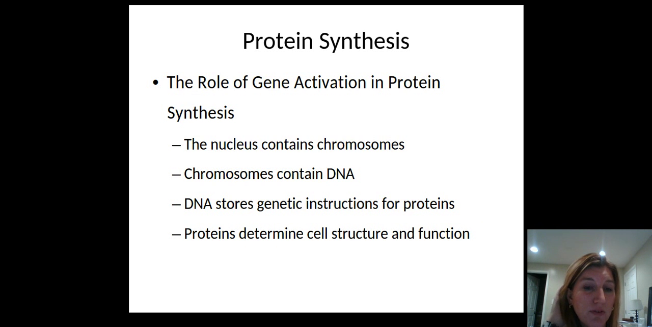Protein synthesis, very briefly here, as I'm running out of time on my little recorder that I'm trying out.